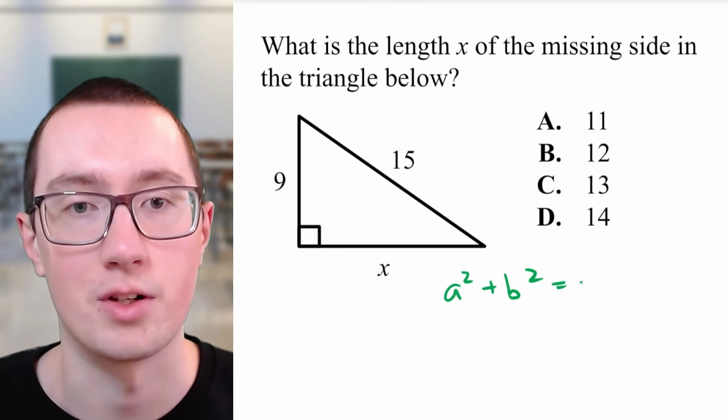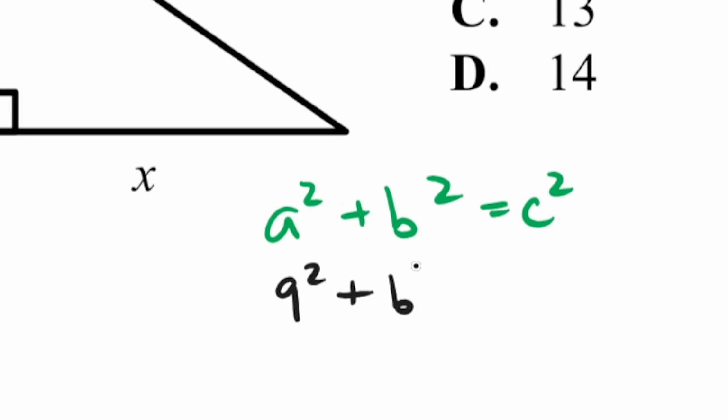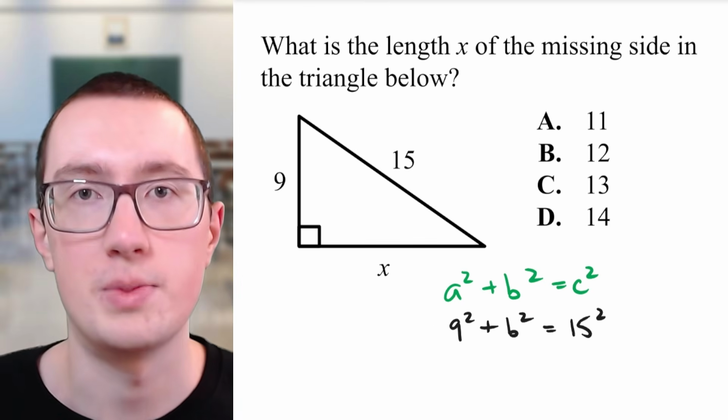A squared plus b squared equals c squared. Then you just plug in the numbers, so 9 squared plus b squared equals 15 squared, and then you're supposed to solve for b in the equation.